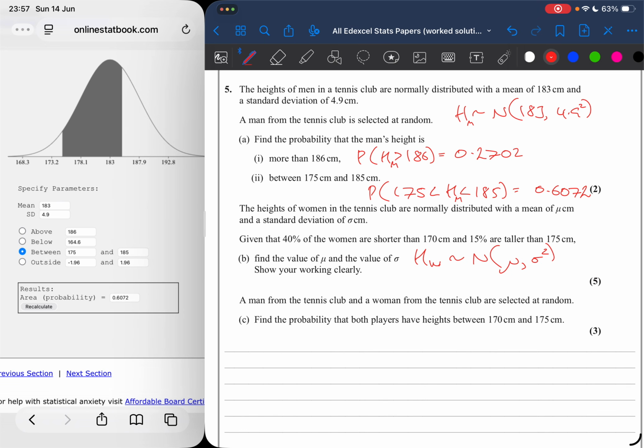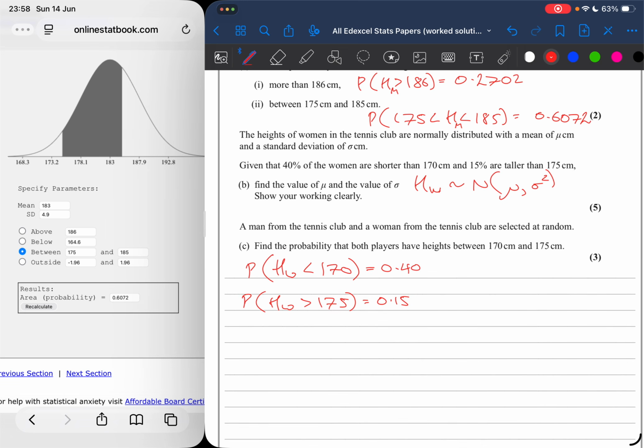So what information are we given? Probability that we are shorter than 170. So the height of women being less than 170 is 40%, so 0.4. And we're also told that the height of the women being taller than 175 is 15%, 0.15. I wrote that as 40.